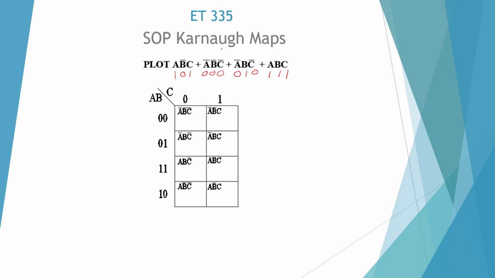First one we have 1, 0, 1. So we're going to put a 1 in here. Okay, and the next one is 0, 0, 0. So we have 0, 0, and C is 0. So we're going to put a 1 there. And we have 0, 1, 0. So we're going to put a 1 here. And we have 1, 1, 1. So we're going to put a 1 here. Okay, there we've got it mapped out.